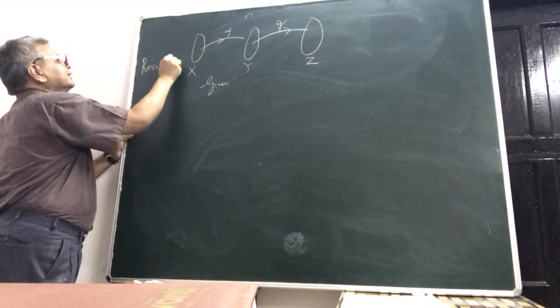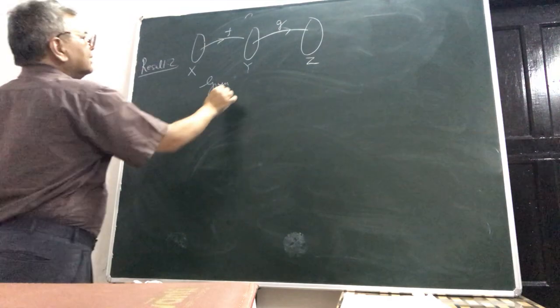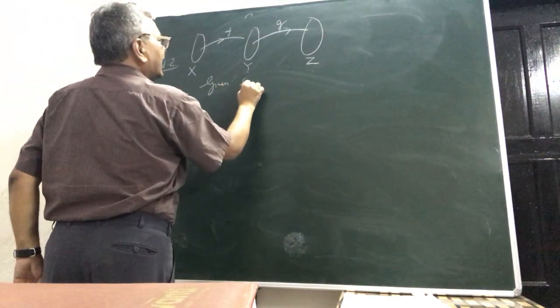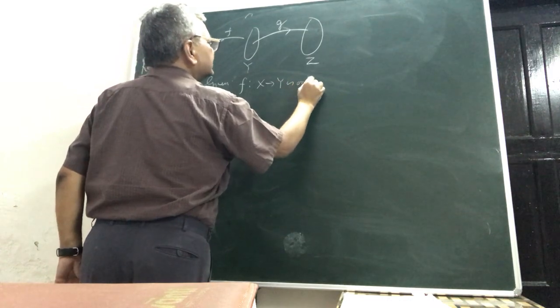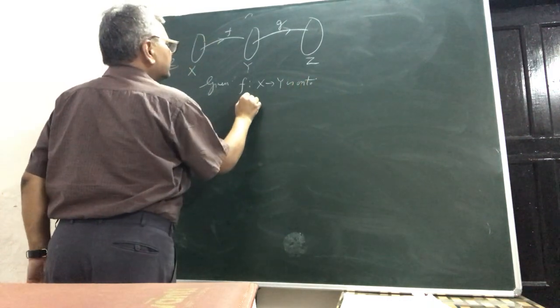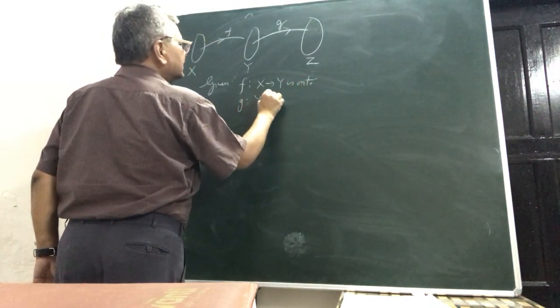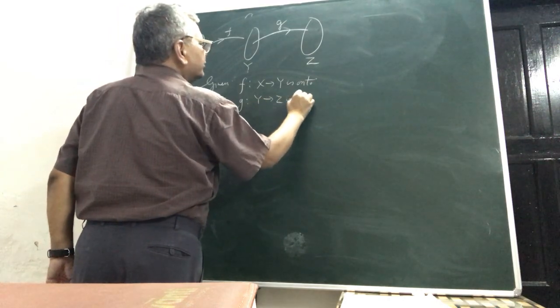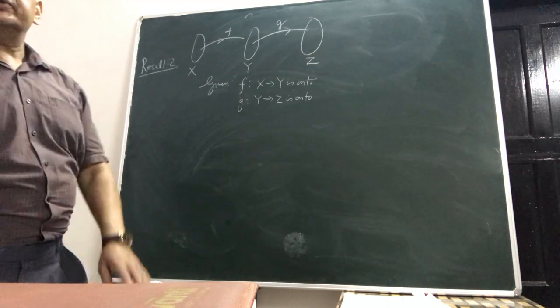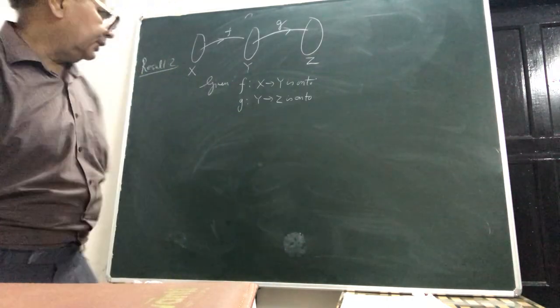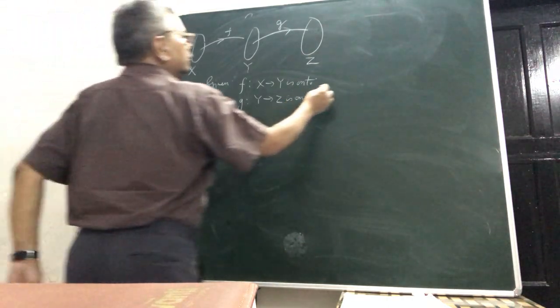These are the interesting results. So what is given? f from X to Y is an onto function, and g from Y to Z is also onto, that is, surjective. Either you say onto or you say surjective, that amounts to the same thing. And what do you have to prove?